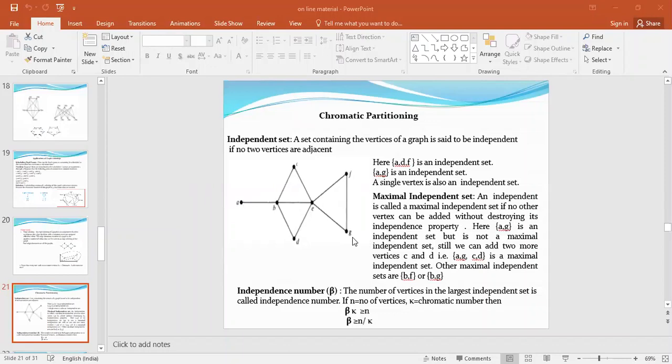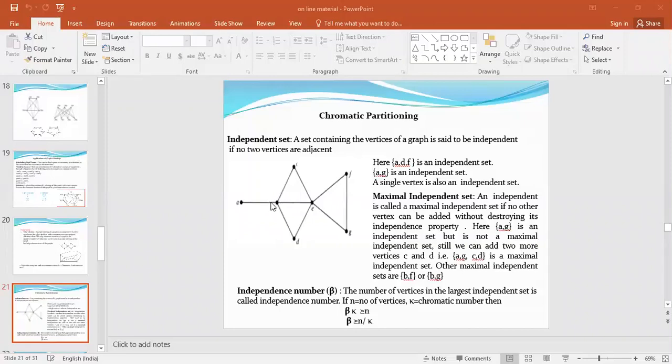The answer is no. It is not a maximal independent set because we can include more vertices in this set. We can add C, we can add D. So A, C, D and G, all these are not adjacent vertices. So the maximal independent set is not this AG, it is AGCD. Is that clear?